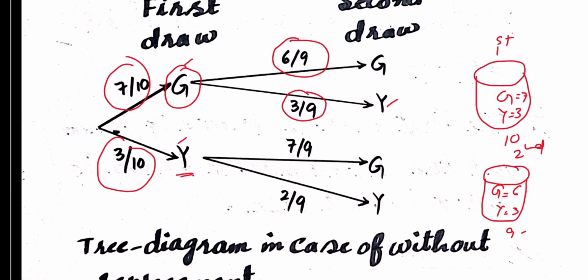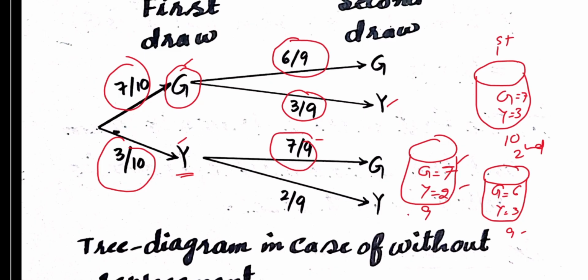In the second branch, when your first draw is yellow, now your green balls are 7, but your yellow marbles are 2. Total marbles are 9. Now what is the probability of green marble? This is 7 out of 9. So this is 7 by 9. And now we have left over 2 yellow marbles. So these are 2 out of 9 here. So in this case, when the case is without replacement, you can notice that it affects the probability. It affects the probability at each draw.